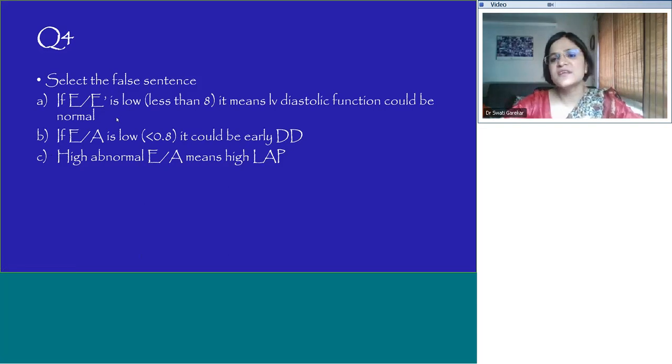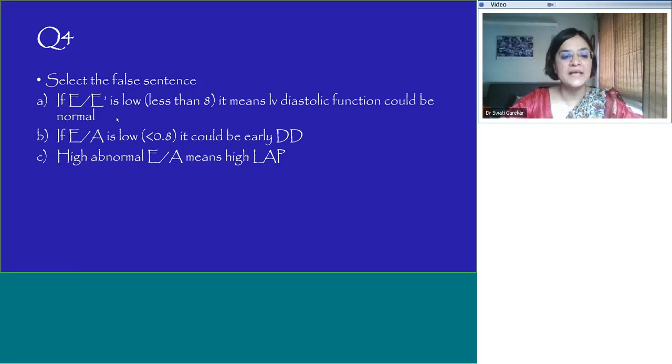So somebody says C, or is that from the last question? I don't know. Let me go over this again. Somebody says A is false. So that's true. And E by E prime less than 8 means diastolic function is normal. 8 is a good cutoff, even in pediatrics. In general, if your E by E prime ratio is less than 8, you're doing good as far as diastolic function.